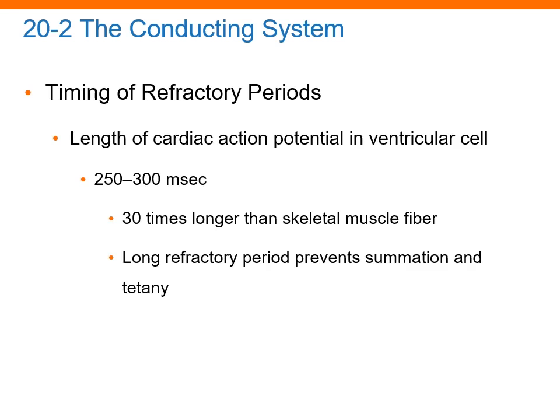Okay, in terms of the timing of refractory periods, the length of cardiac action potential in ventricular cells is 250 to 300 milliseconds. This is FYI, but that's 30 times longer than the skeletal muscle fiber. The only thing I want you to know is, we've said multiple times, that the refractory period in the cardiac muscle is much longer, and that prevents a tetanic contraction. Right, that's the main point.